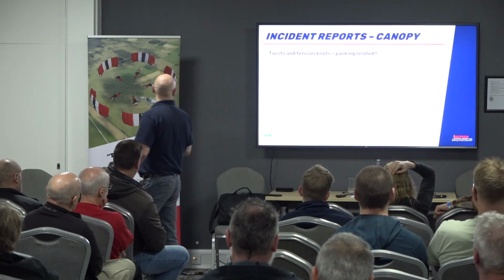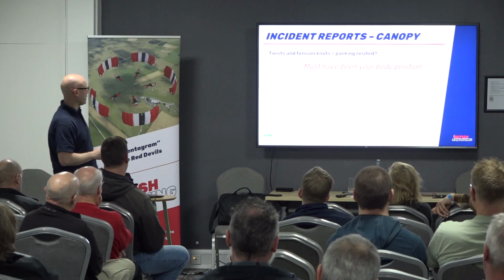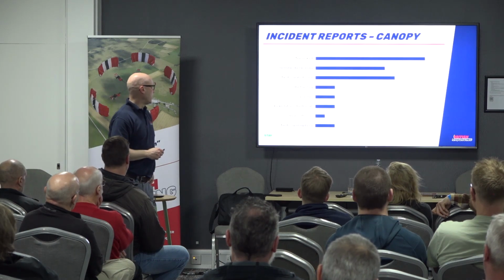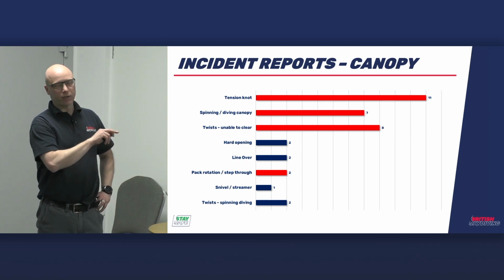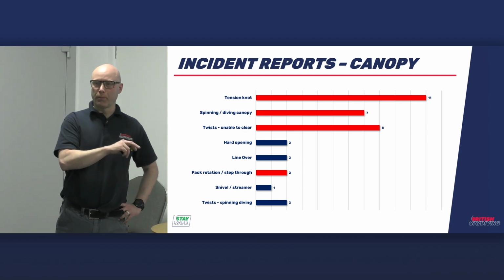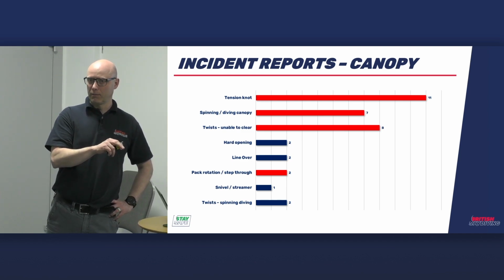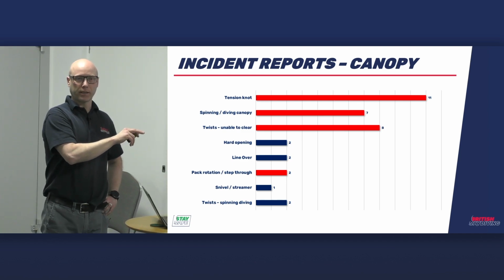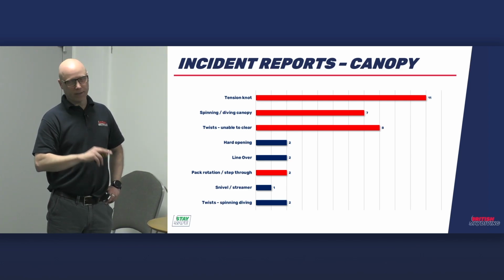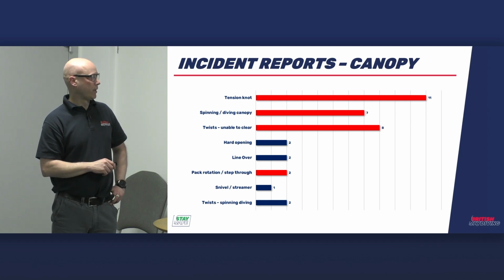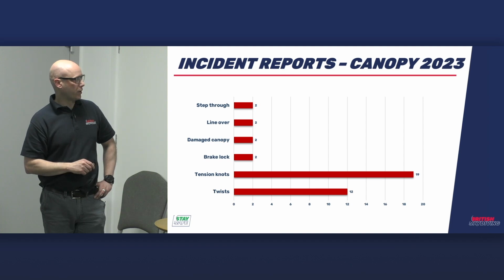Okay, so moving on to canopy-related issues, and let's face it, the biggest canopy-related issue is packing-related. So again, we see the usual suspects here. One thing that is a disturbing trend is there are more pack rotations on a tandem kit. This is a trend that we've seen over the last couple of years, where we've had 2 or 3 pack rotations every year. And there's a video of me jumping one last year. But the biggest culprits are tension knots and twists.